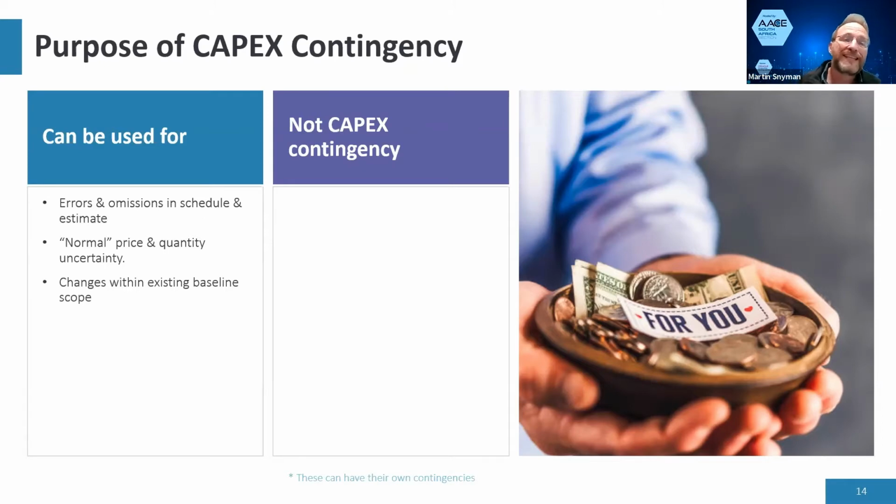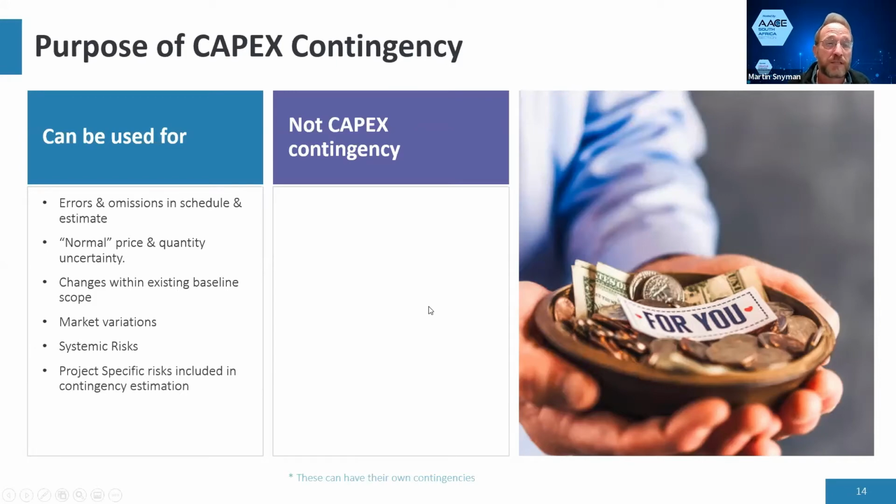Changes within the existing baseline. Market variations, systemic risks. Now we're going to get to the definition of systemic risks a bit later, but it's essentially something that should be on the risk register. Project-specific risks, which are included in the contingency estimate. That will become clear now. Schedule delays and the risks associated with that.